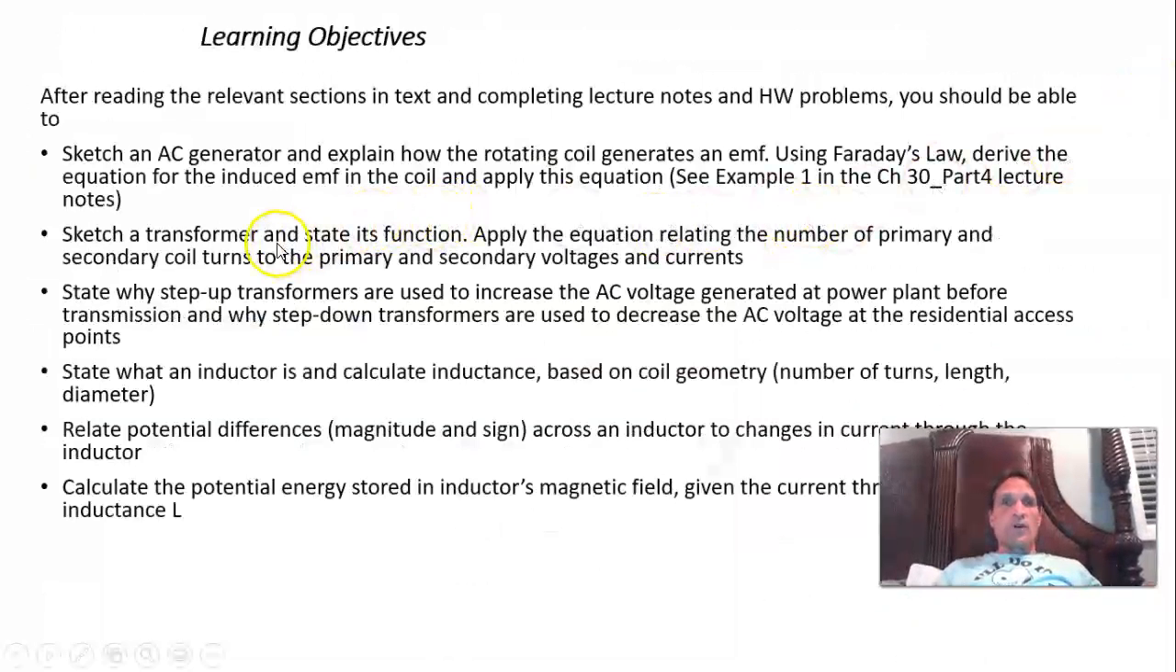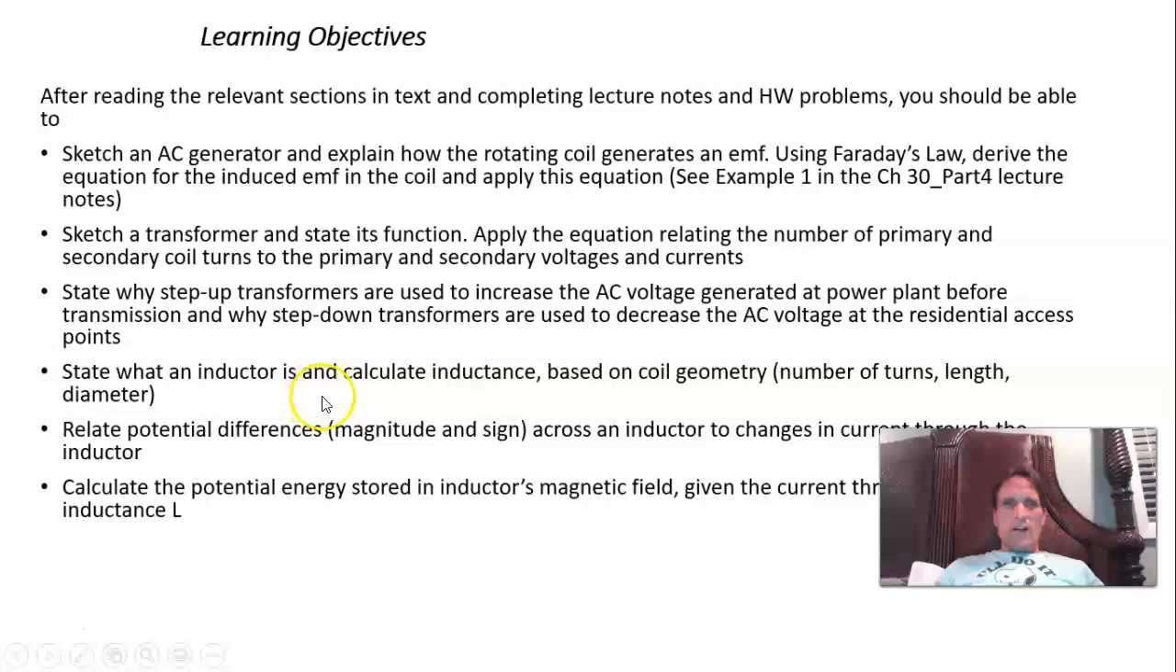You should be able to sketch a transformer and state its function. Its function is to change the voltage, either stepping up or stepping down. You should be able to apply the equation relating the number of primary and secondary turns to the voltages and currents, and that's pretty easy. And then you should be able to state the purpose of using step-up transformers to increase the voltage generated at a power plant before transmission, and why step-down transformers are used to decrease the voltage at the access points, the residential access points.